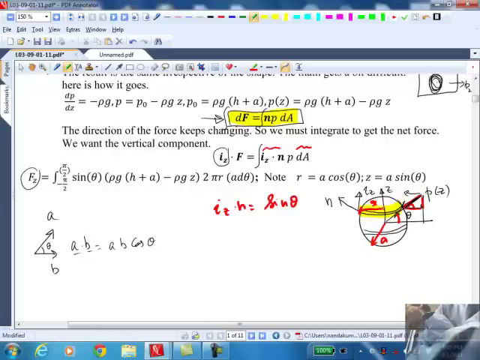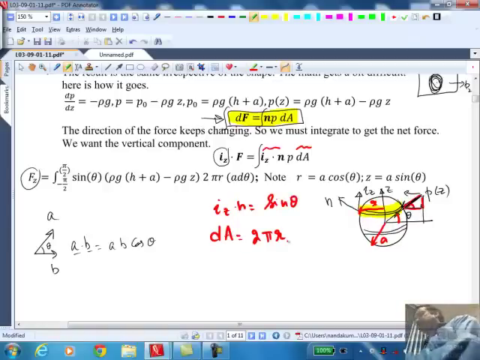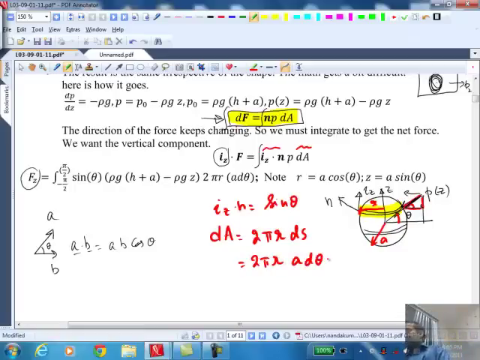The differential area is going to be 2 pi r times the differential arc length ds. What do I mean by ds? It is the arc length of that particular strip. What would ds be? A d theta. Right? ds is going to be a d theta. Now a is a constant, but r is not. So what is the relationship between r and a?